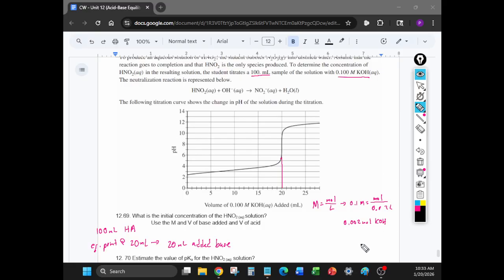All right, now we know that equivalence point is when acid and base are equal. So if you have this value of base at equivalence point, that means we started with 0.002 moles of acid. Since we're looking for the initial concentration of our acid, all we've got to do is divide, because molarity is moles over liters. We have 0.002 moles of weak acid. The original volume was 100 milliliters, so 0.1 liters. That means the initial concentration was 0.02 molarity for our acid.